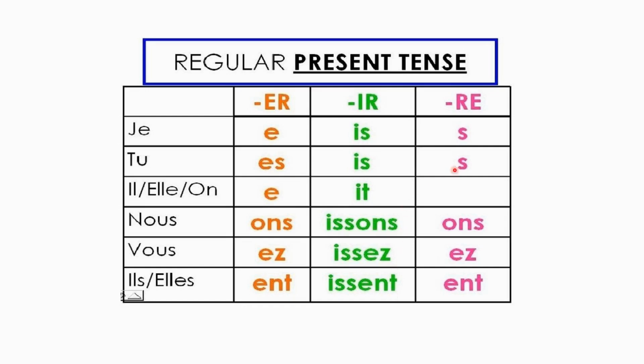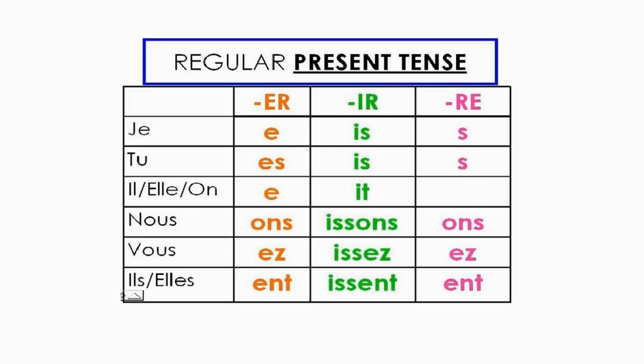Now, if we talk about RE ending verbs, here also, just as we removed ER and IR before, we remove RE. After removing RE, you add S with je and tu. With il, you leave it as it is after removing RE. And you add ONS with nous, EZ with vous, and ENT with ils.